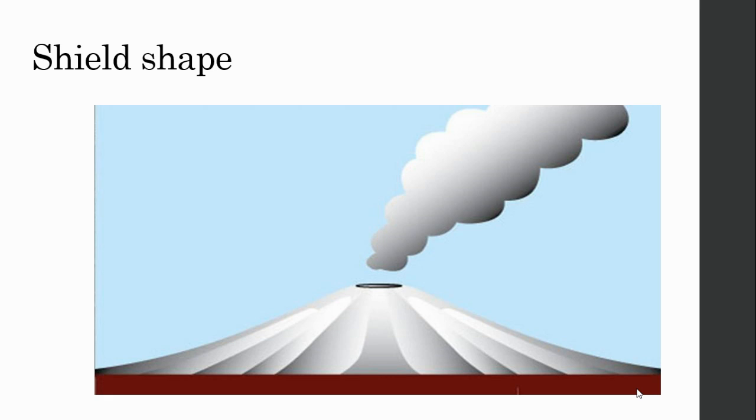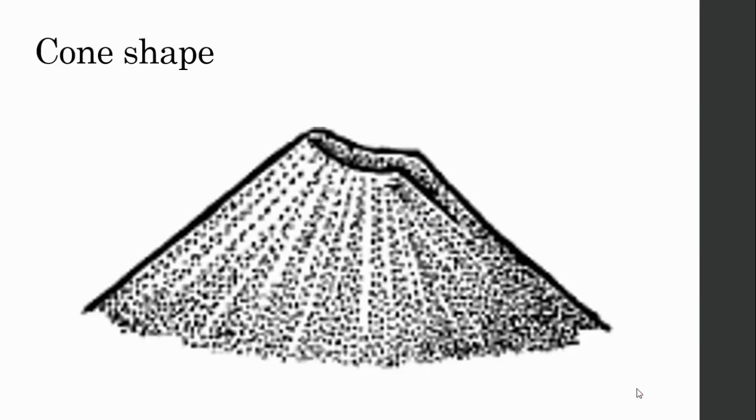We then have the shield volcano. So show me your shield action. Now our shield action, you might have noticed, doesn't look like how you might expect a volcano to look, but that's because they are a lot flatter and wider. They're usually the biggest type of volcanoes. So we have our shield shape. And then the last one, as I said, we have the cone shape, which, yes, it does look a bit like a composite volcano, but it's on a much smaller scale. So this is our cone shaped volcano.